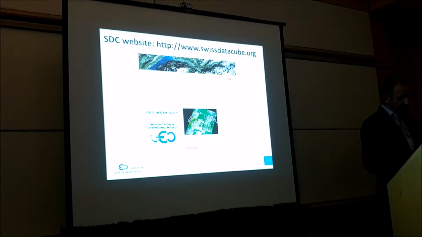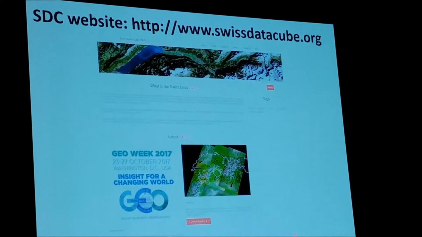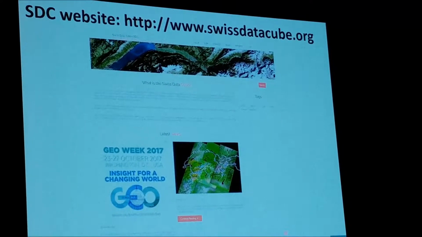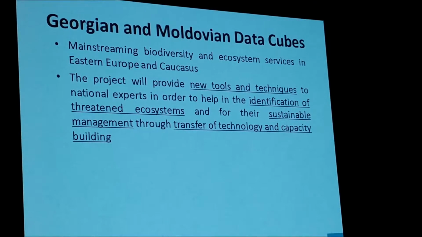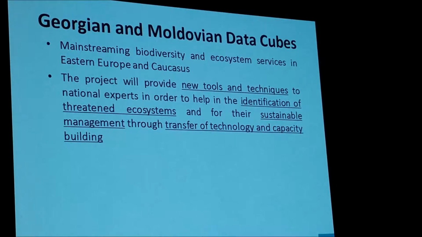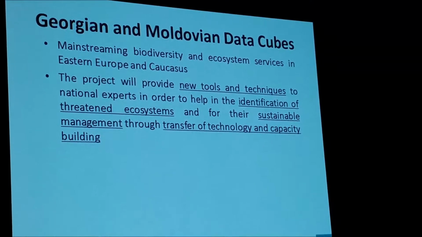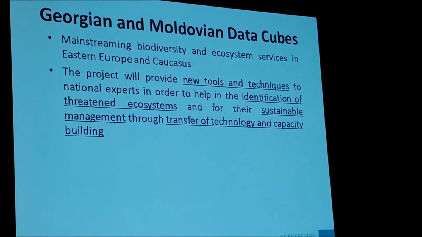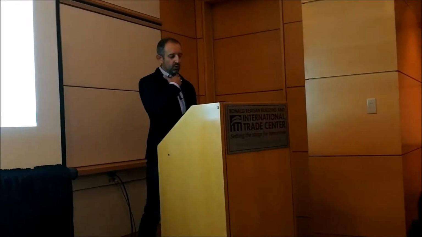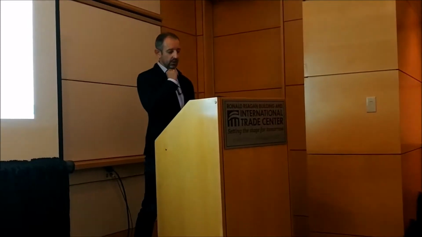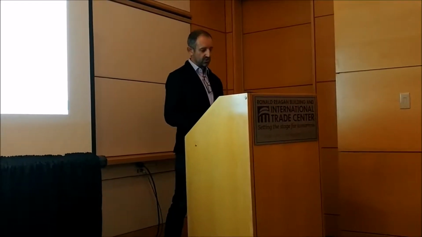And just to finish, Brian already mentioned it yesterday, but we've also been engaged with Georgia and Moldova to support them in the process of building data cubes, and now we are engaging also with Armenia. In the case of Georgia and Moldova, we just received a small amount of money from UNEP for showing the benefit for biodiversity and ecosystem services monitoring across Eastern Europe and the Caucasus.